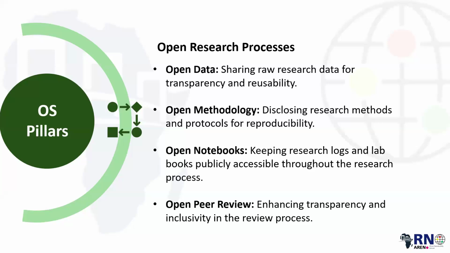And finally, we have the open peer review. As I said earlier, one of the triggers of the open science movement was that the peer review process is biased. So now open science is trying to make the peer review process open. The peer review process, this thing that was happening behind walls that was only accessible to the authors, the editor, and the reviewers, should now be open.